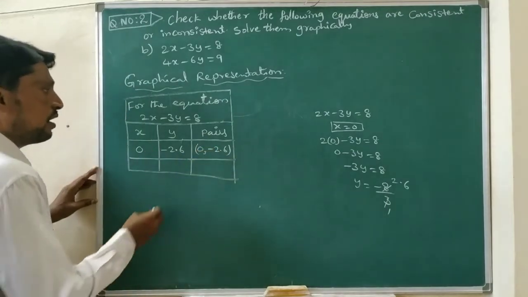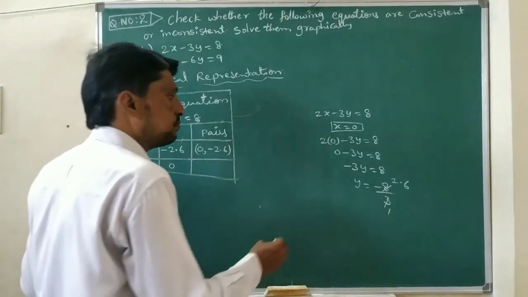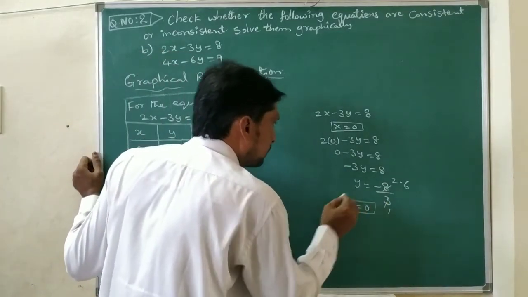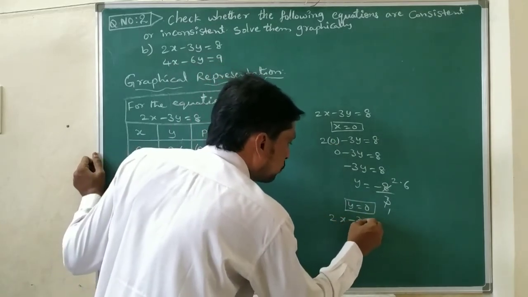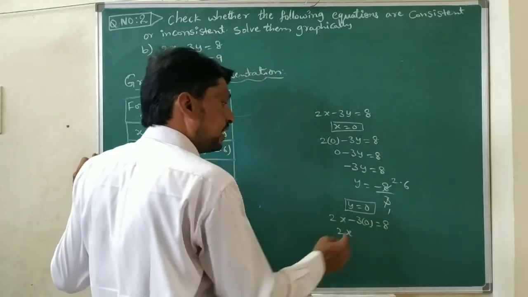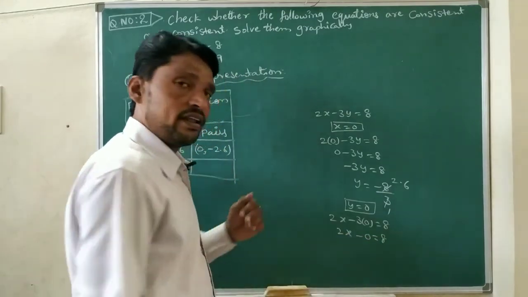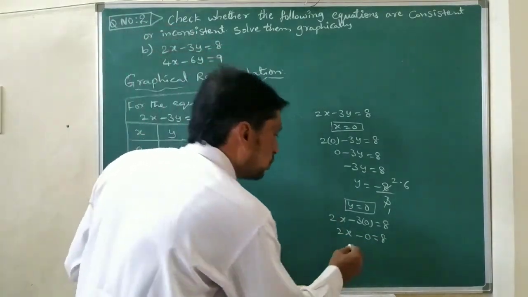Now we can take the y value as 0. In this equation, I am putting y equal to 0. So the equation becomes 2x minus 3 into 0 equal to 8. 2x minus 3 into 0, that value is 0, equal to 8. 2x minus 0, subtracting 0, we get 2x.